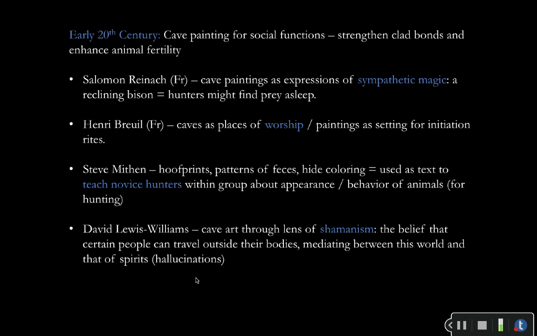And then lastly, we have Lewis-Williams, who theorized cave paintings as objects used for shamanism. So this is the belief that certain people can travel outside their bodies, mediating between this world and that of spirits. And the idea also was that the paintings would sometimes be part of this kind of ritual of shamanism in which the painting itself could be a device of mediation between this world and the next.